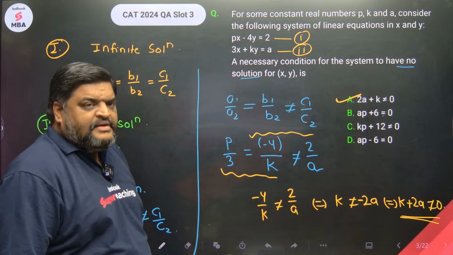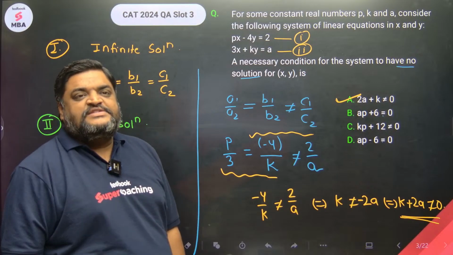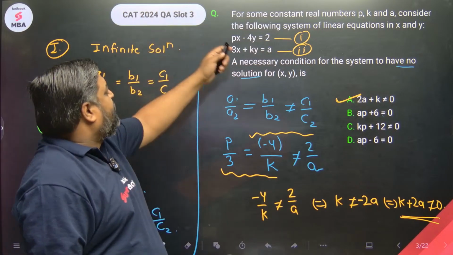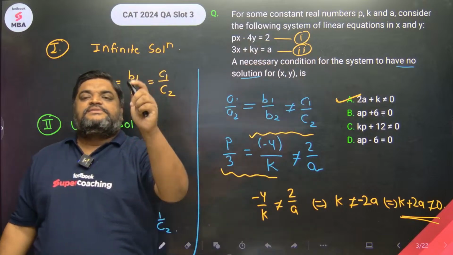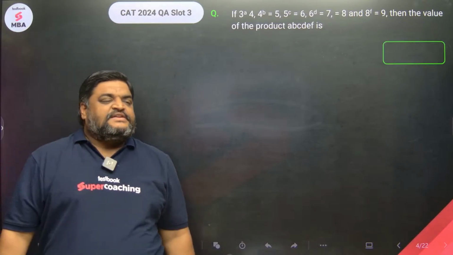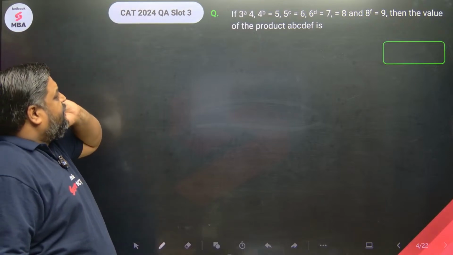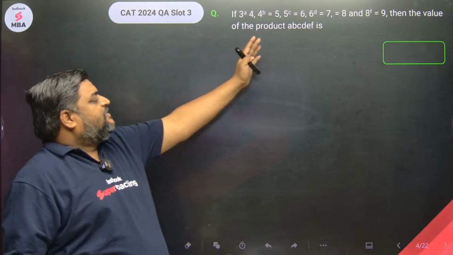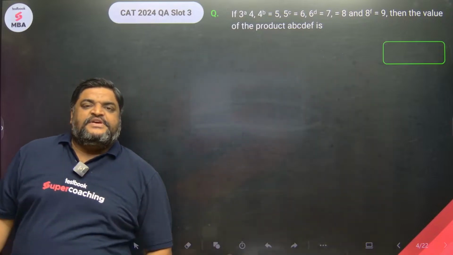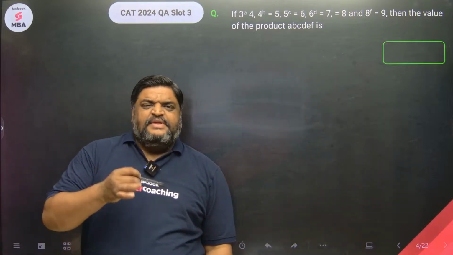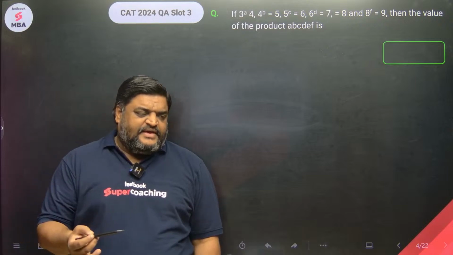Let's move ahead to the next question. This was the question from CAT 2024 QA slot 3. Next question. It is also a CAT 2024 question, logarithms. This question comes from logarithms. Logarithms हमने किया है, right? Logarithms भी हमने किया है.